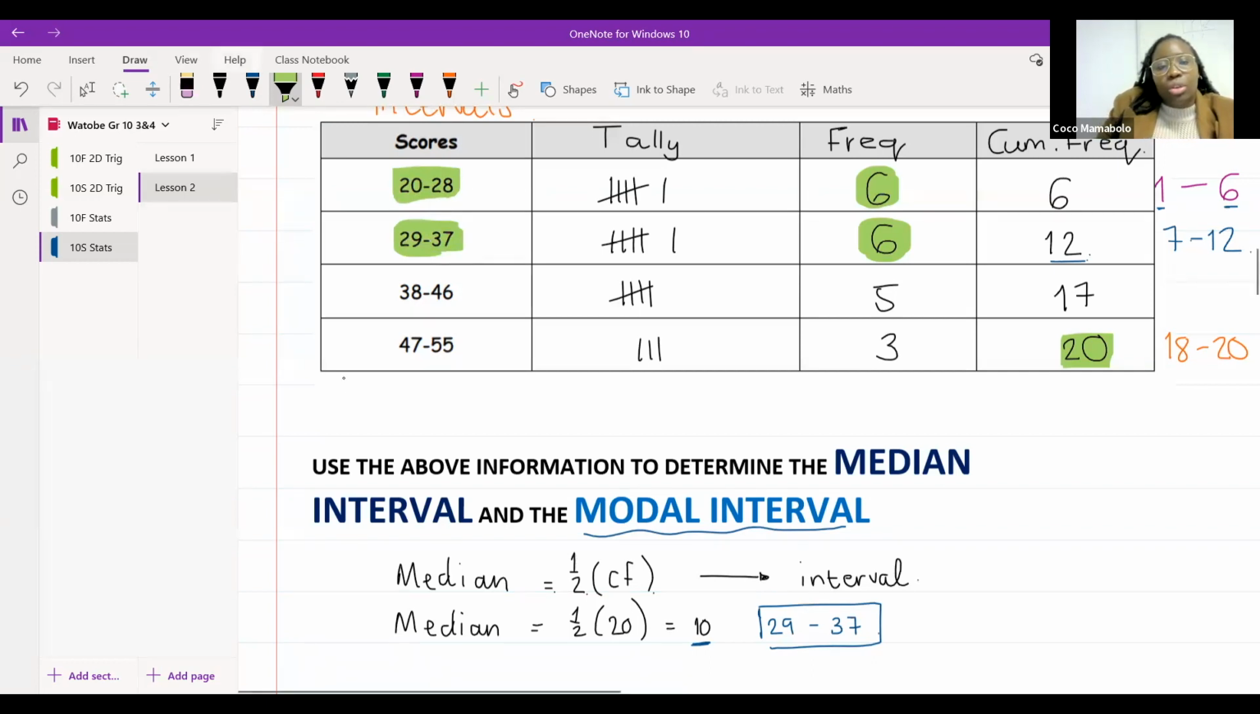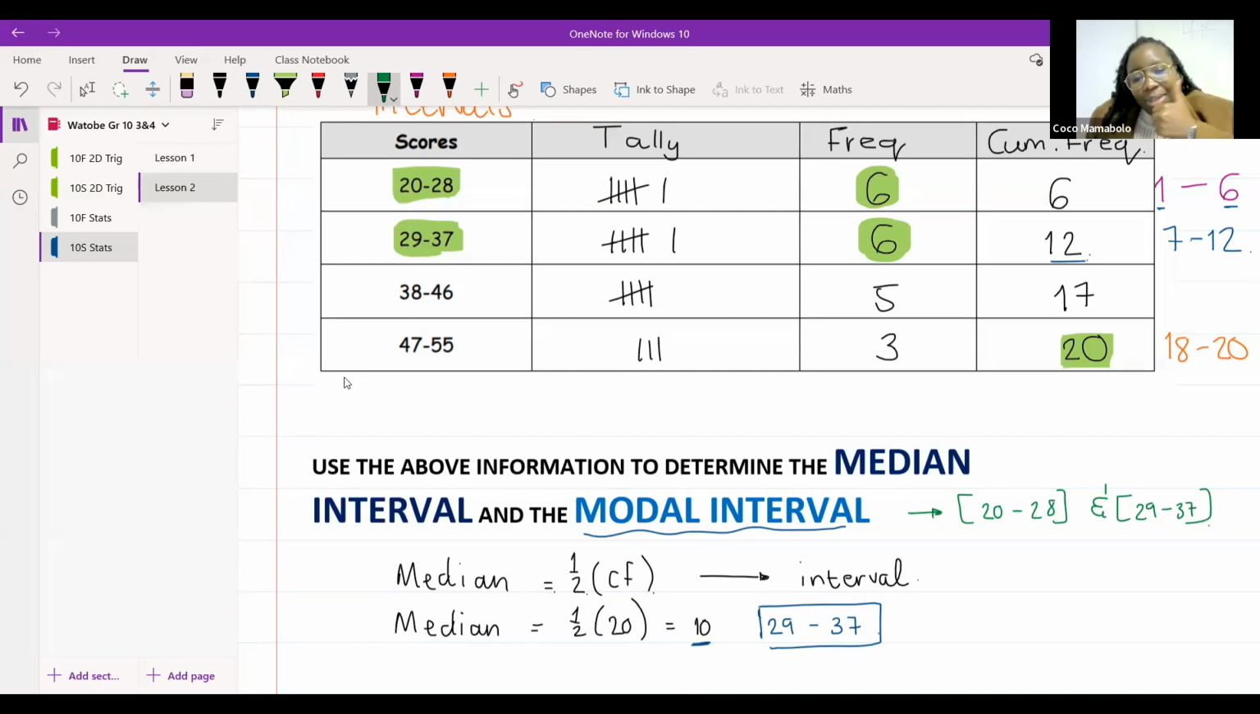All right, so my modal interval is going to be between 20 and 28 and 29 to 37. Now, I want you guys to remember, we can have more than one mode. We could have 5 modes. We could have 17 modes. Mode just means the thing that shows up the most. Now we know the ones with the highest frequencies will show up the most.